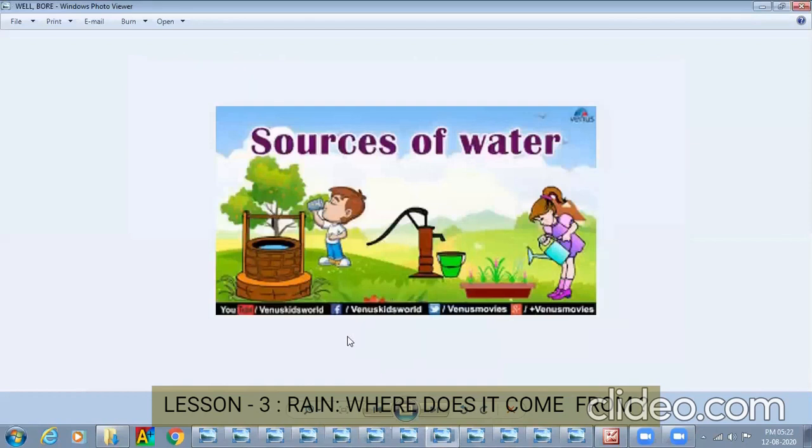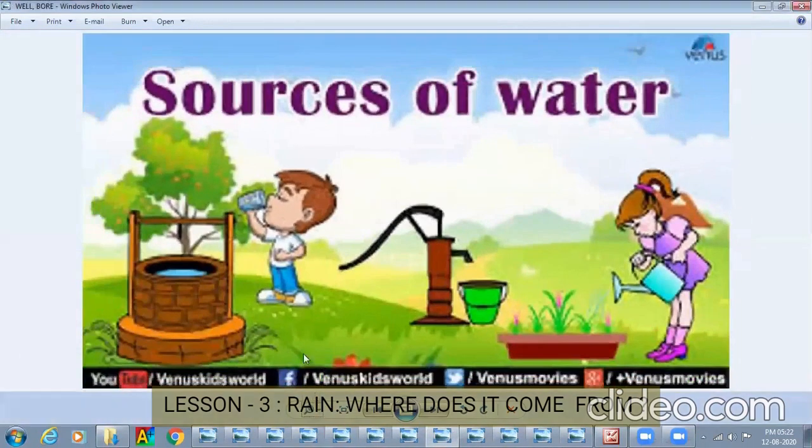Now, can you see this picture, children? Here, different sources of water you can see. Well, how do they dig this well? In the villages, usually you will see with the help of a pulley, they fetch the water from the wells. Here you can see this hand pump or bore pump. This you can see also in the cities. These are the different sources of water present on the earth.